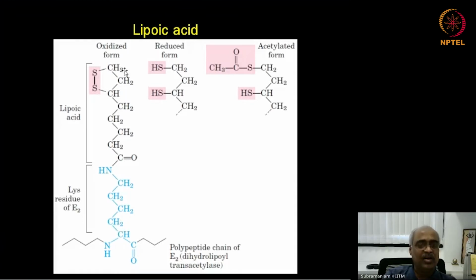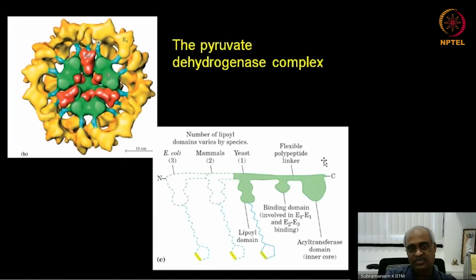And you see it's a long arm, and this long arm allows it to swing from one active site to another active site, nearly a 5 nanometer distance. It can swing this acetyl group and electrons from one to the other. So coenzyme A, now we have seen lipoic acid.